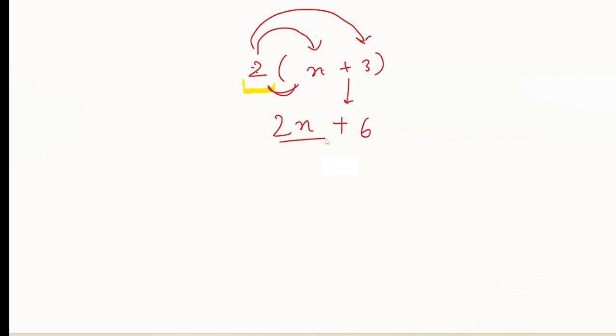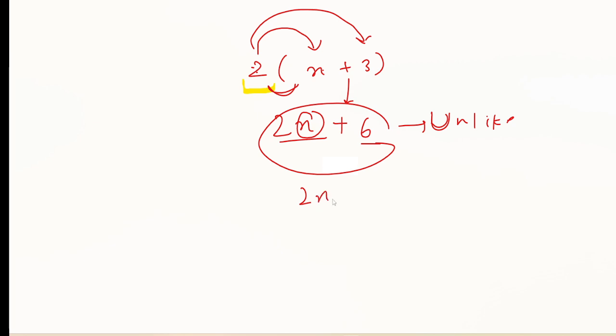We cannot add them because one has x and the other one is just a constant, so they are unlike. So the answer would be just this much. If, let's suppose, we got 2x plus 6x, then we would add them and the final answer would be 8x, because they are like terms, so we can add. That's how we expand the bracket.